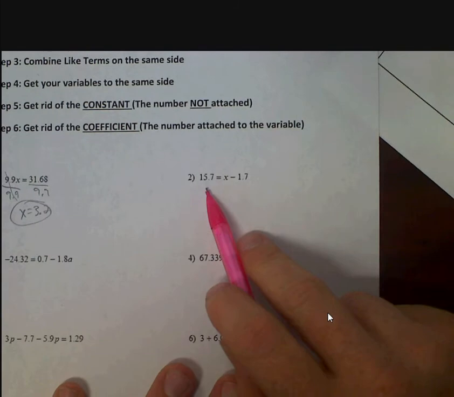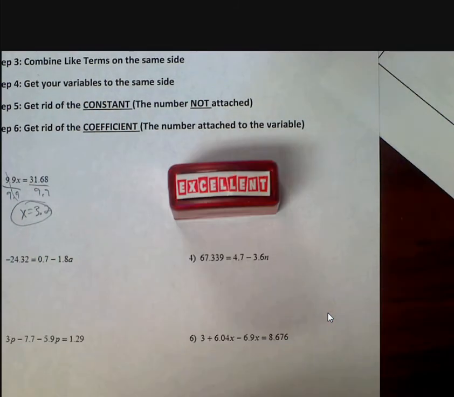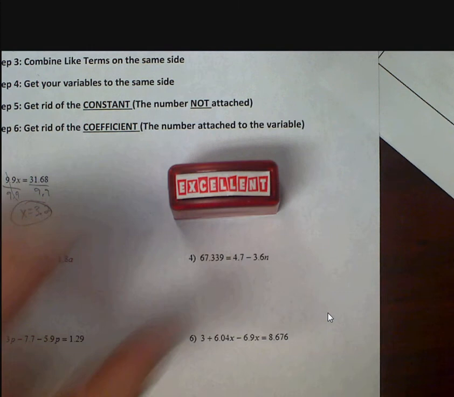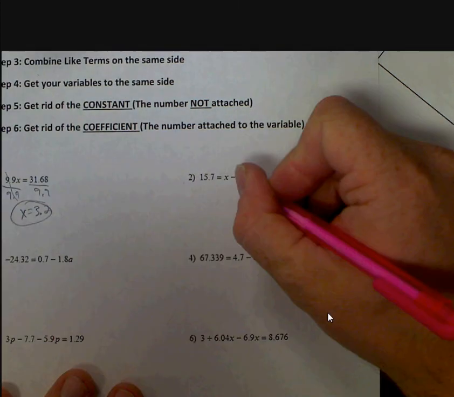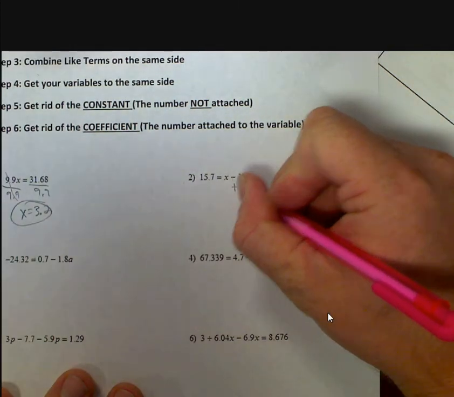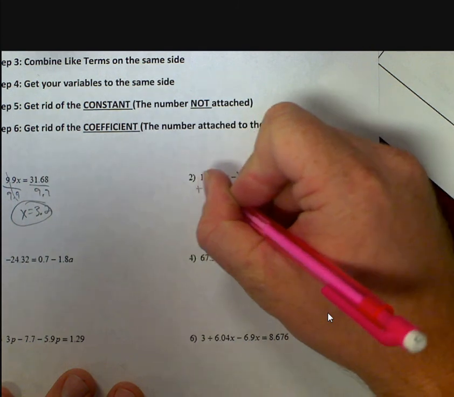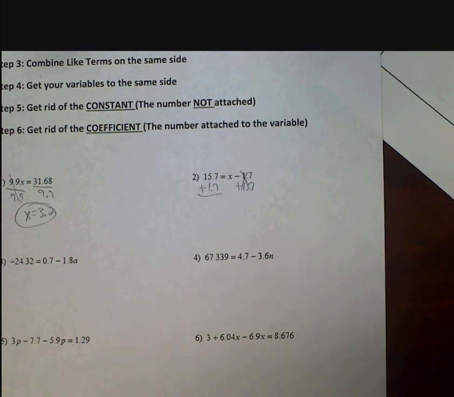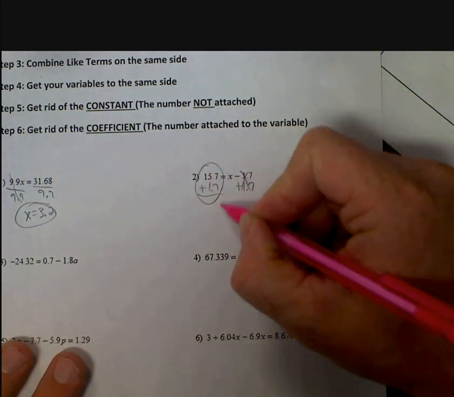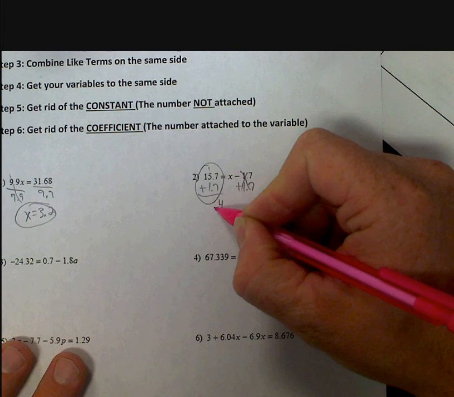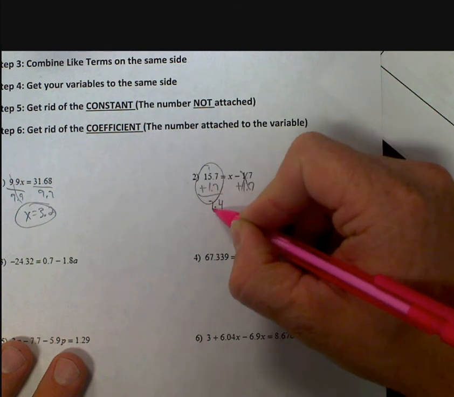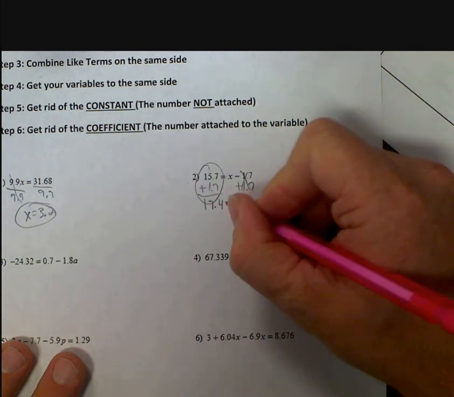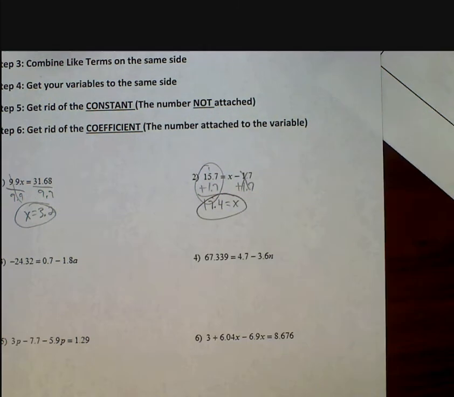Go ahead and do number 2. I'm going to pause the video and try. On number 2, we got to get rid of the minus 1.7, so I'm going to add 1.7 to both sides. We line up our decimals. Once we line up our decimals, we can go ahead and add since they are the same sign. That's 14, that's 6, 7, that's 17.4 equals x.